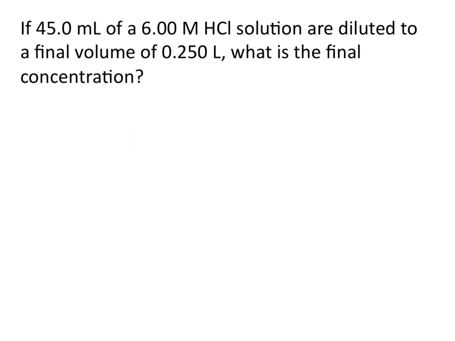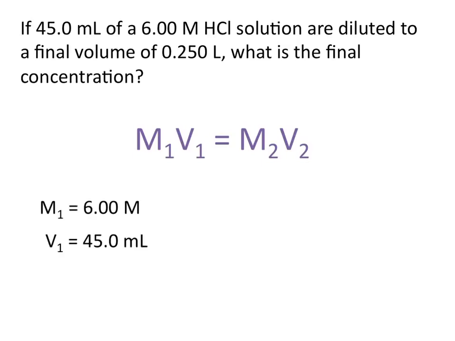Let's try another example. If 45 milliliters of a 6 molar HCl solution are diluted to a final volume of 0.250 liters, what is the final concentration? Again, we will use the equation M1V1 equals M2V2. And I think it's helpful to always write down first the information that you're given.